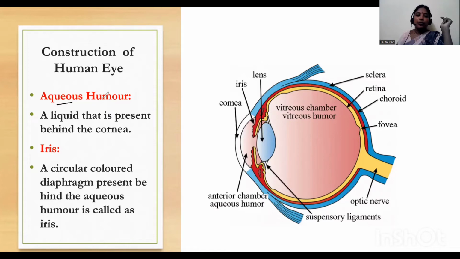And what is aqueous humor? It is a liquid which is present behind the cornea. And iris is a circular colored diaphragm which is responsible for giving the color to the eye. And at the center of the iris we have the pupil. Fine. So let us study about it.